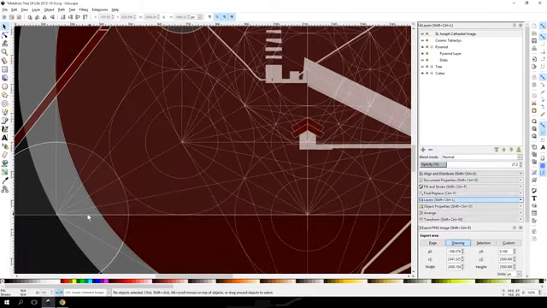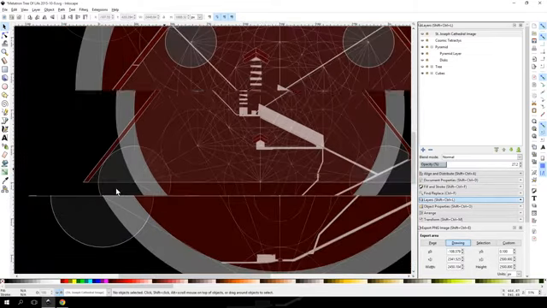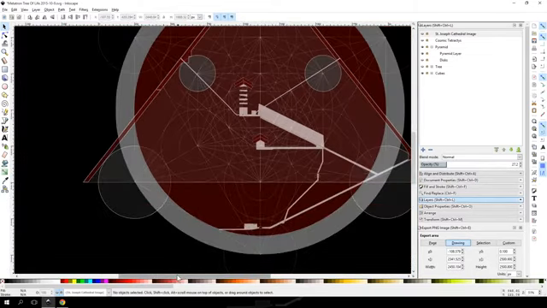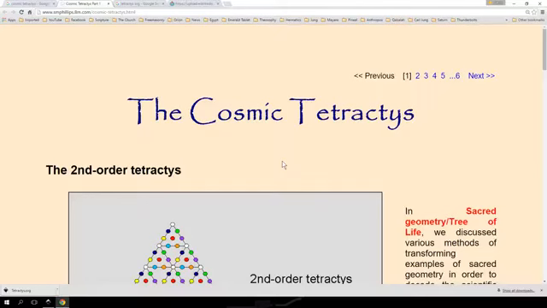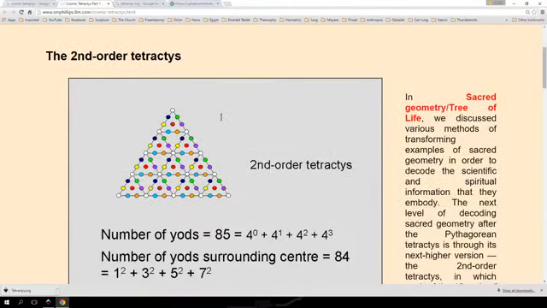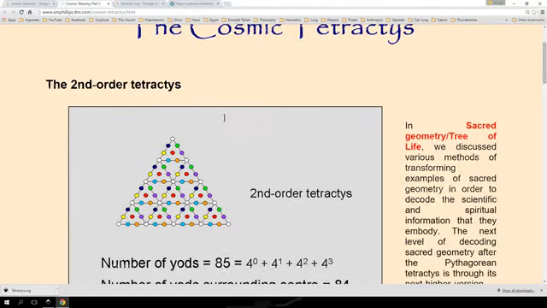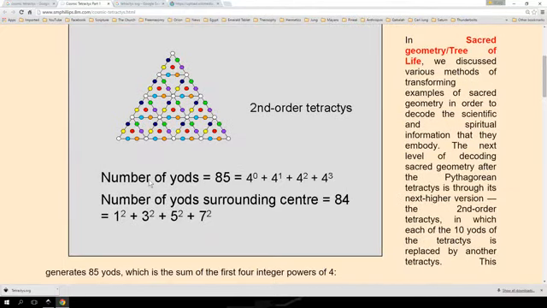And if you notice that area between the red and the white that you see right here, it's a triangle. And the size of that triangle is basically the same as what you would call a cosmic tetractys. And the cosmic tetractys you can read more about on Stephen Phillips' site right here. And this is Stephen Phillips' site, and I'll leave a link for you in the description area.